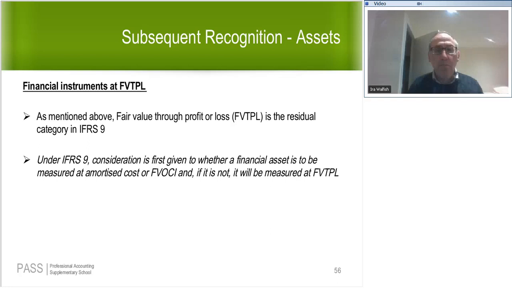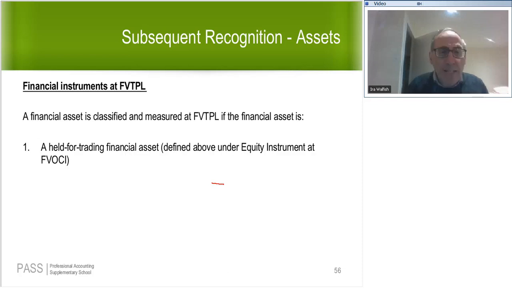So let's summarize the situations where you'll find yourself classifying an asset under FVTPL. The first situation would be a held for trading financial asset. We said earlier that has to be treated as FVTPL, okay? And again, when we were talking about equity instruments under FVOCI, I defined it, you may recall.